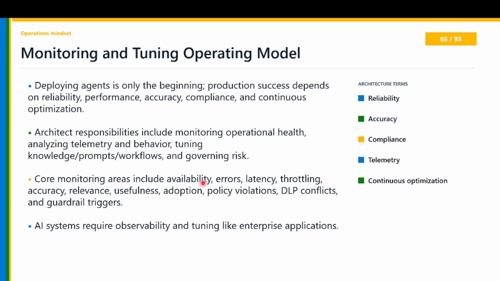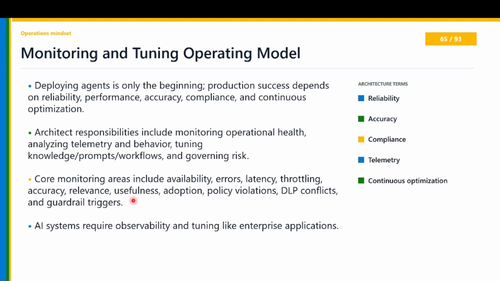So core monitoring areas include availability, errors, latency, throttling, accuracy, relevance, usefulness, adoption, policy violation, data loss prevention, conflict in Power Platform, and guardrail triggers. So very, very important. These are monitoring areas that you should focus on. Particularly, this data loss prevention conflict of Microsoft Power Platform came out in the examination up to 3 times with policy violation. So prevent this using Azure Policy and company policy, okay, and secure adoption through training and awareness campaigns.